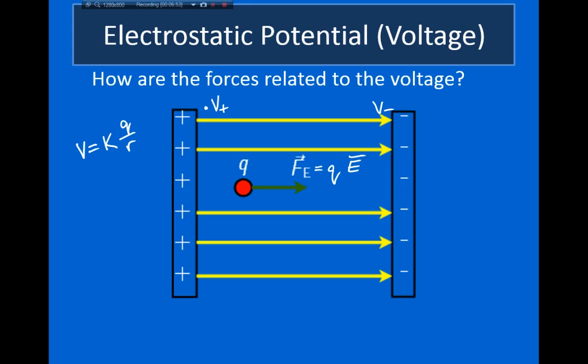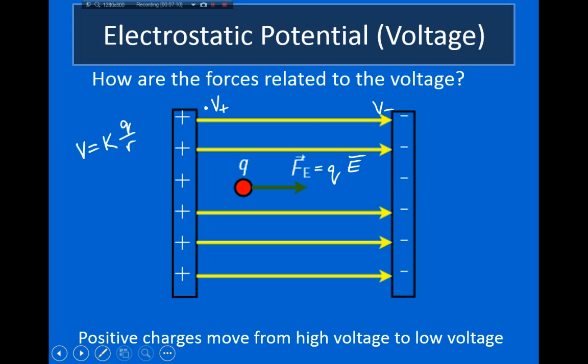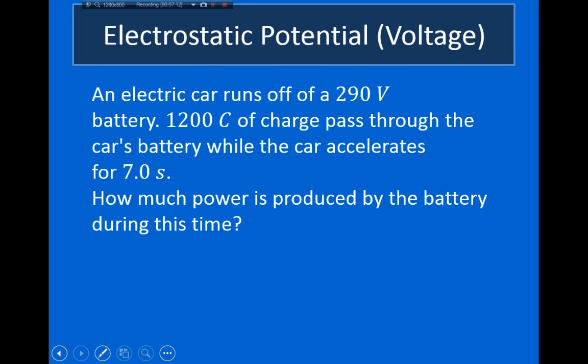And what this means when we talk about circuits a little bit later on in the year is that the current always flows from a high voltage towards a low voltage. That is, positively charged particles will always move from positive voltage to negative voltages. So let's go ahead and look at a couple of examples.